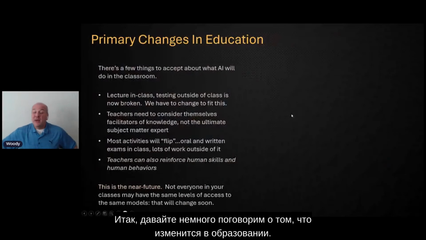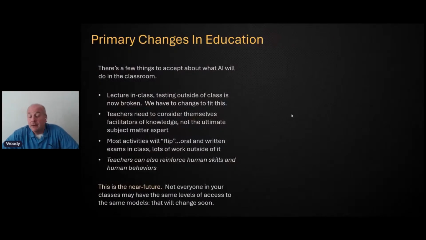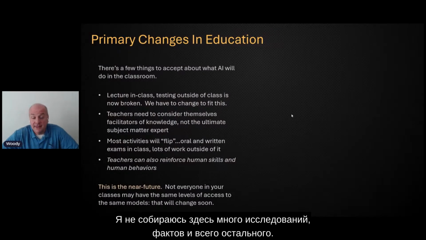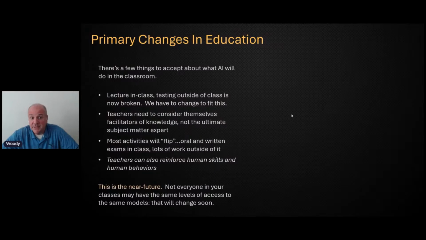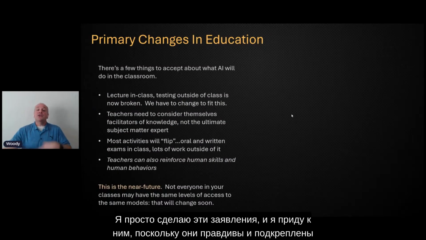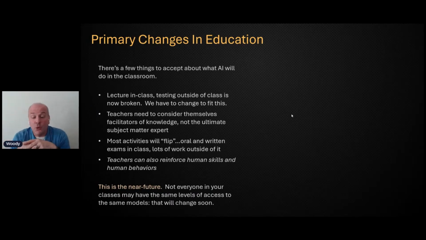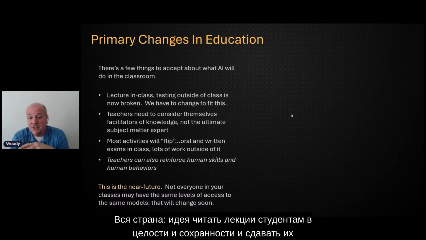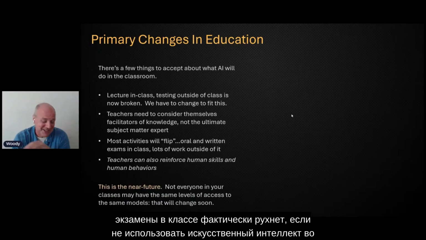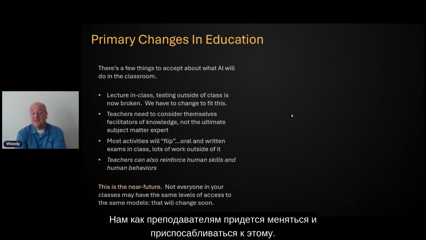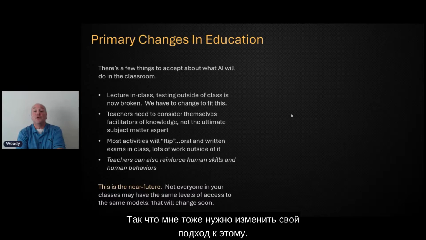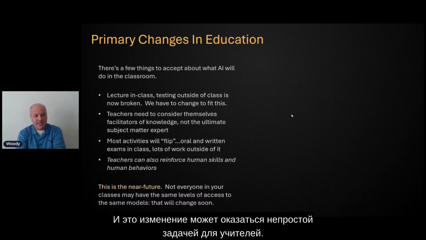So let's talk a little bit about what is going to change in education. I'm not going to have a lot of research and facts and everything up here. I'm just going to make these statements, and I promise they are true and research backed. The whole notion of lecturing to students in class and then having them test outside of class is effectively broken if you don't put AI into those outside class assignments. We're going to have to change and adjust to fit this as educators. I myself do a lot of adult instruction like today, so I have to change how I do this too, right? That can be a tough change for teachers to make. I promise that if you use AI to make that change, it's so much easier to do.